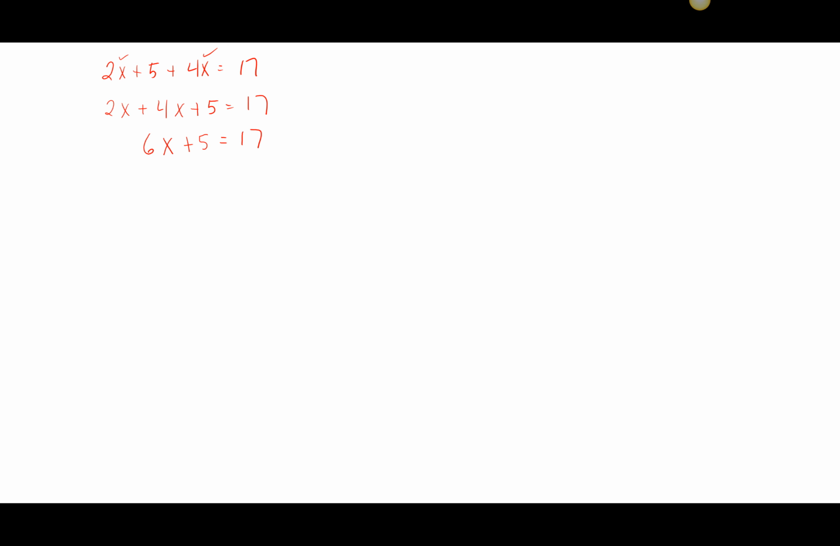And now we've got it to our normal equation. So we're going to subtract 5 from both sides. That's going away. 6x equals 12. Okay? Now we can get this x by itself. Divide both sides by 6, and x equals 2.